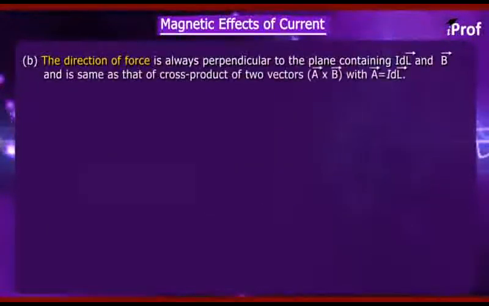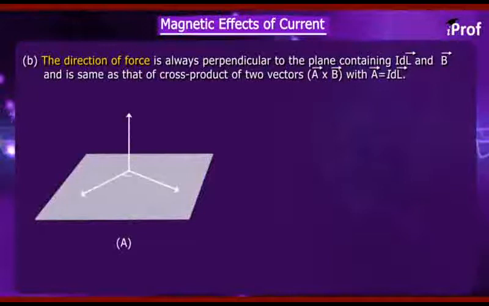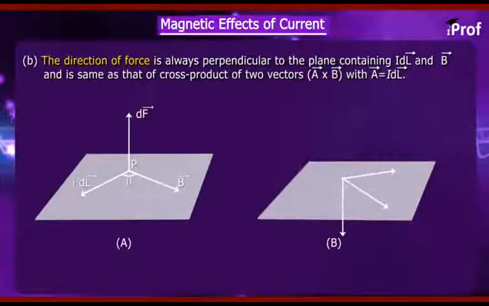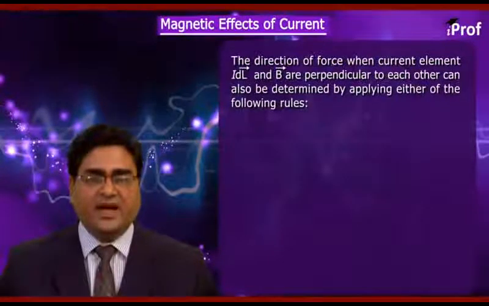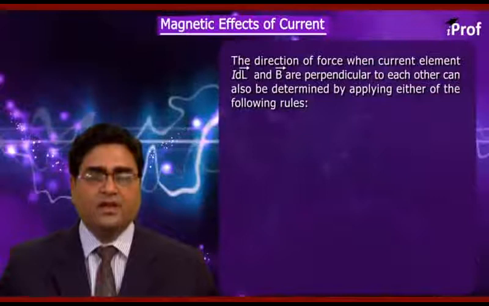Third, the direction of force is always perpendicular to the plane containing I dl vector and B vector and is same as that of cross product of two vectors A cross B with A vector equal to I dl vector. The direction of force when current element I dl vector and B vector are perpendicular to each other can also be determined by applying either of the following rules.